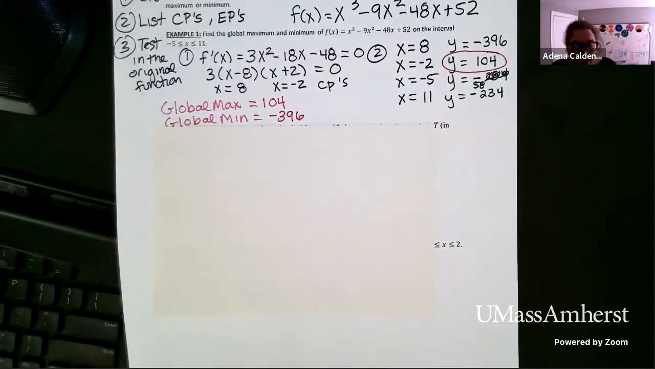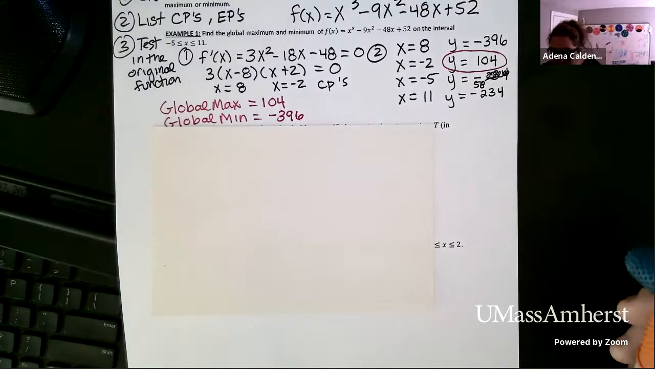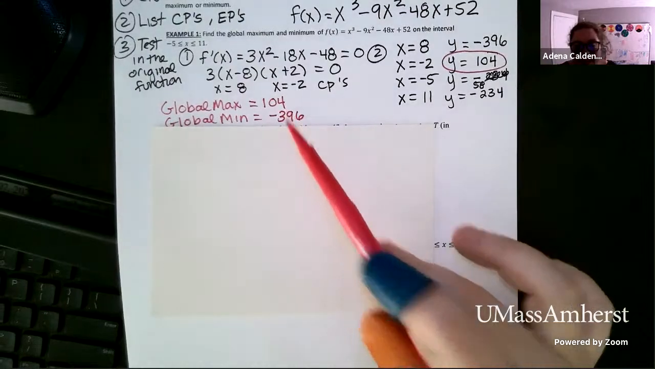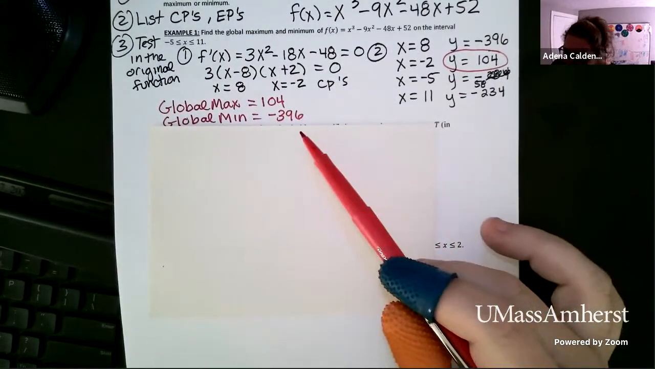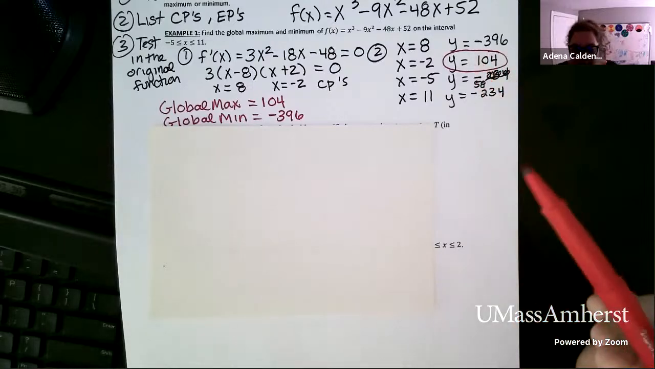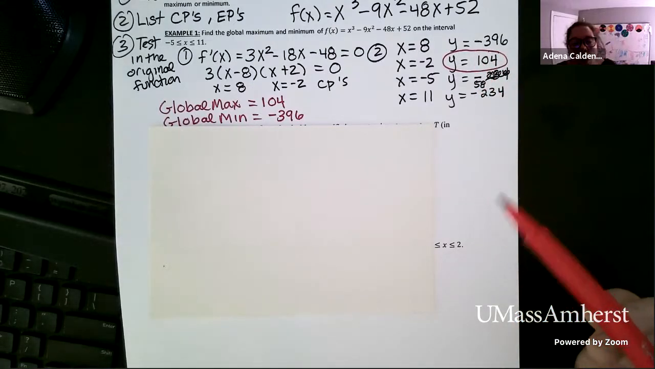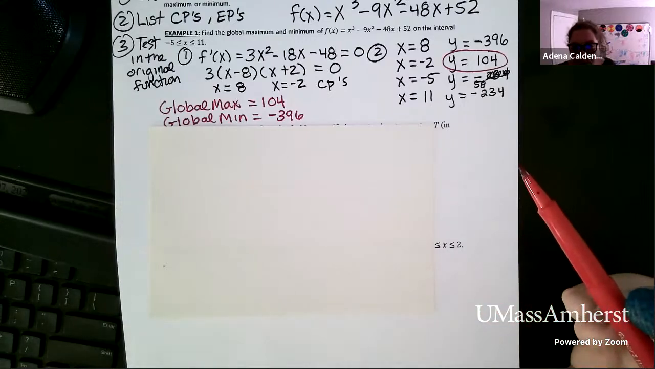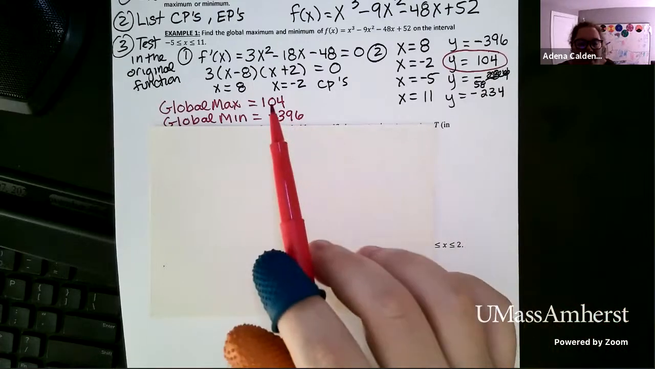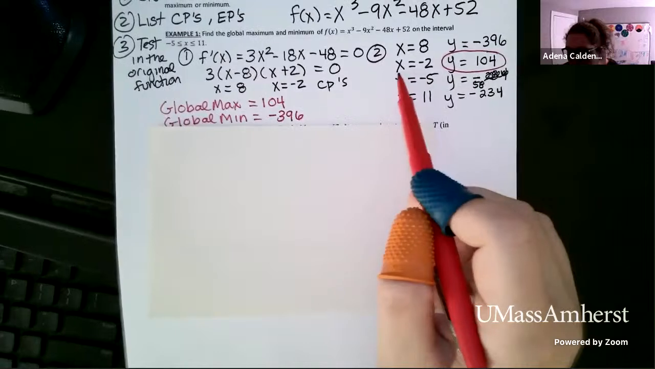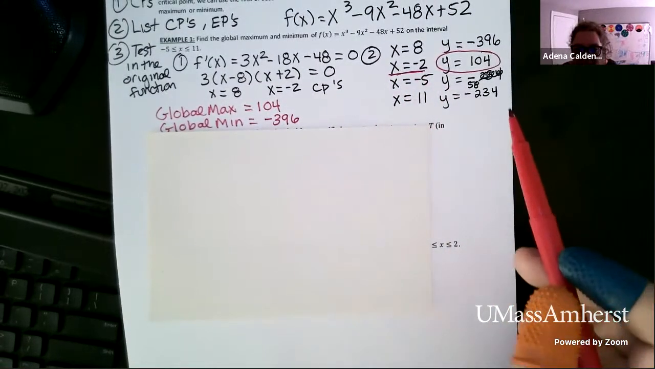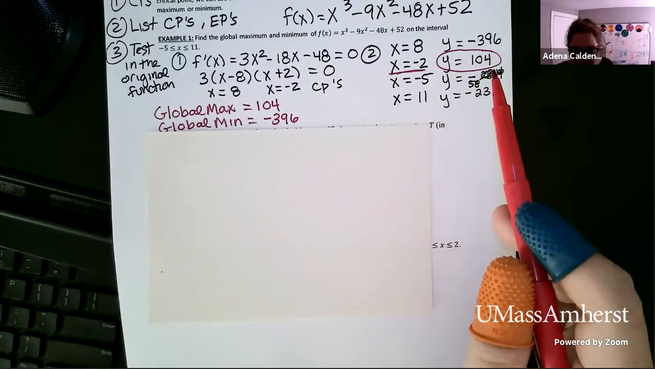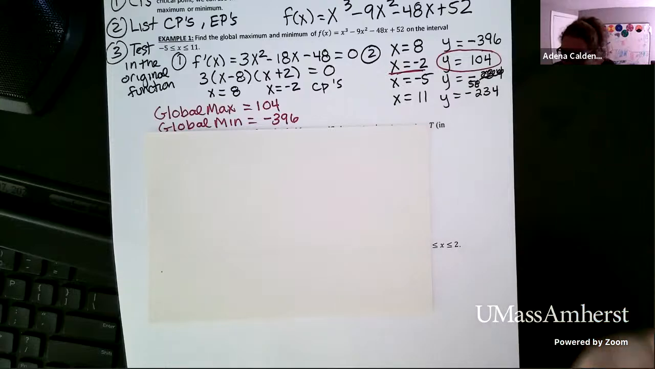I really want to stress how we talk about this. When you're asked for the global max, it's 104. It's the y value. When you're asked for the global min, it's -396. It's the y value. Sometimes on the homework, it'll say the global maximum happens at x equals what? Then you'd fill in the -2. That's where it happens, but the actual global max is 104. So if it says, what is the global maximum? You would say 104. Hopefully that makes sense.